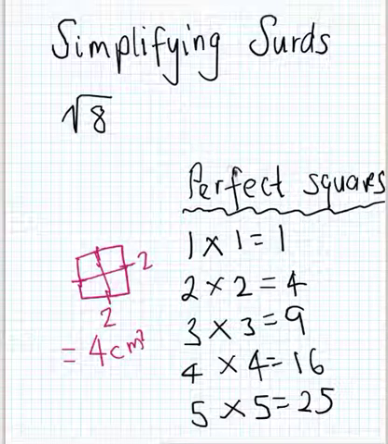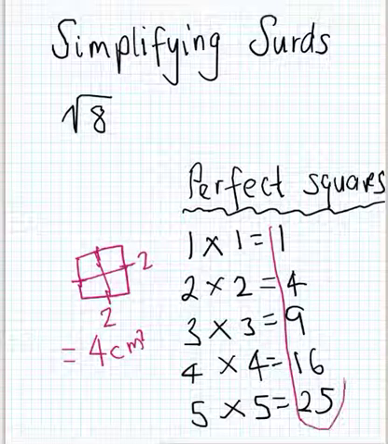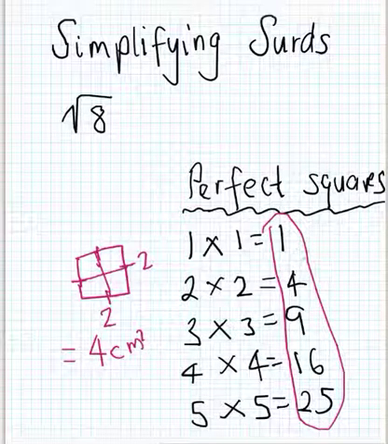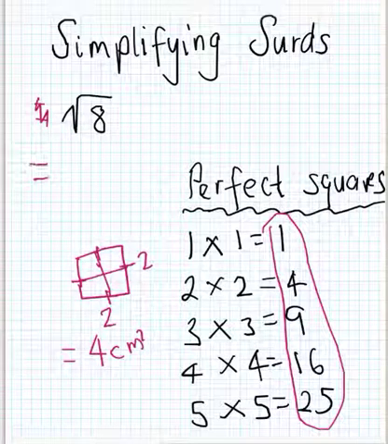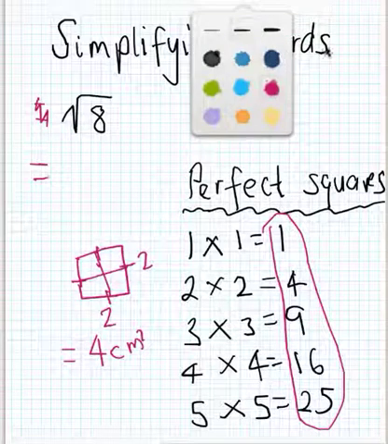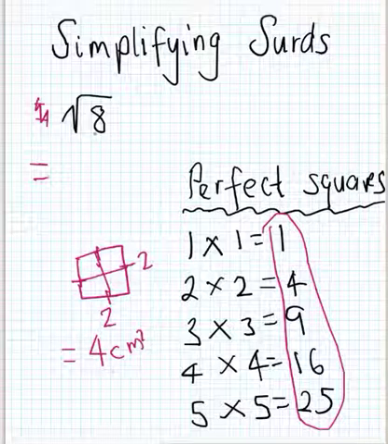Alright, so now we're going to simplify surds by using these perfect squares, and you'll see why they are important. Let's start with the square root of 8 to work it out. That's our question, the square root of 8. So is there a number times itself to give us 8? No, we know there isn't.